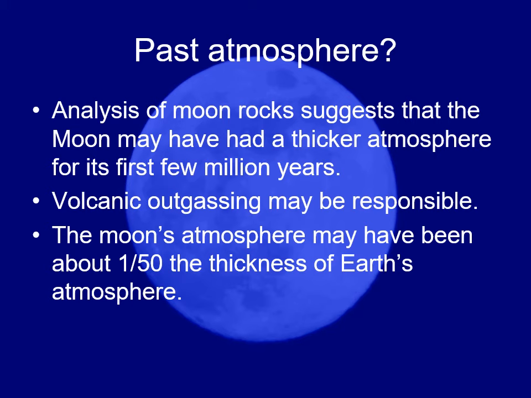Now, how thick is thicker? Well, it's still probably going to be 1/50th, or in other words, 2% of Earth's atmospheric pressure. That's still not much of an atmosphere. That would still be close to a vacuum. And so even when it had a thicker atmosphere in the past, it really wasn't much of an atmosphere. That would have been very early in the moon's history, when it was volcanically more active and producing all these gases that took a little while to leach off into space.